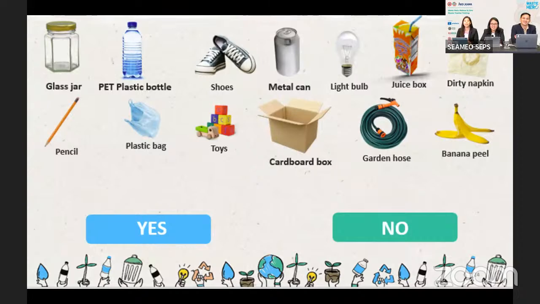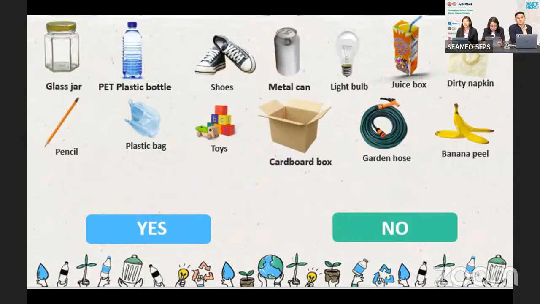Okay. Number four, metal can. A lot of smile. All right. Okay, next I'm going to number five, light bulb. Some teachers still send a smile because you think that it can be used for artwork, maybe. Okay, now next, juice box. What about juice box? Some teachers say yes, some teachers say no.